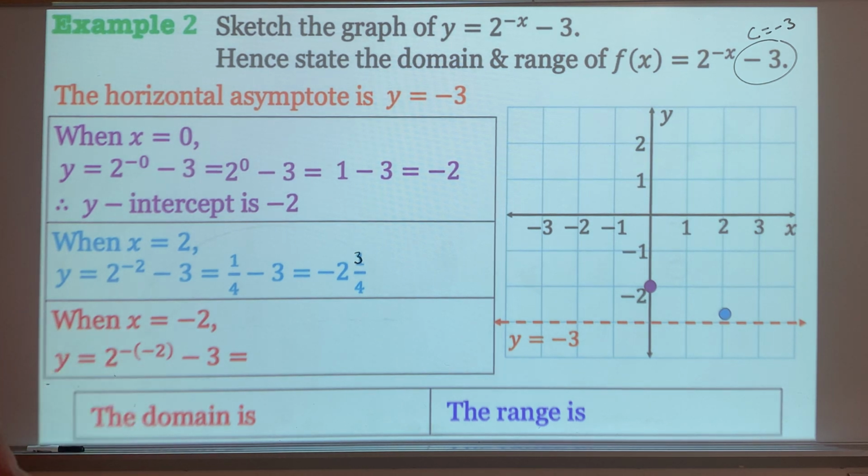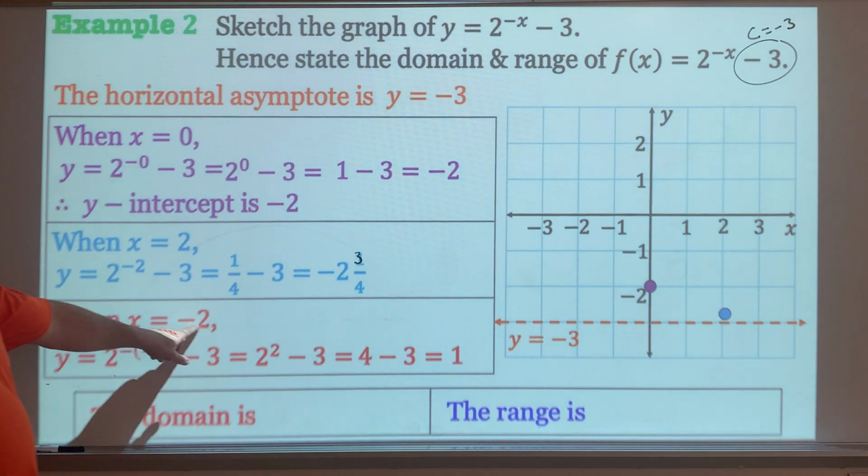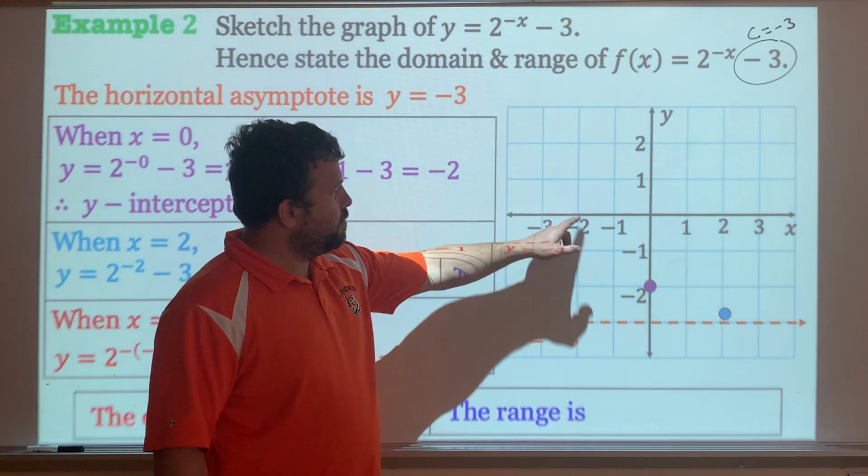Negative 2 to the second power is 2 squared. 2 squared is 4 minus 3. 4 minus 3 is 1. So our next point is negative 2, 1. Plot that point.